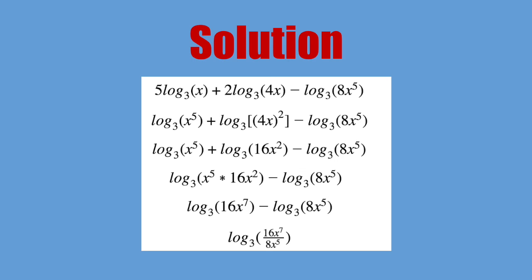And then since there is a negative sign, we can use the quotient rule to put that into division. So our final solution will be log base 3 of 16x to the 7th over 8x to the 5th.